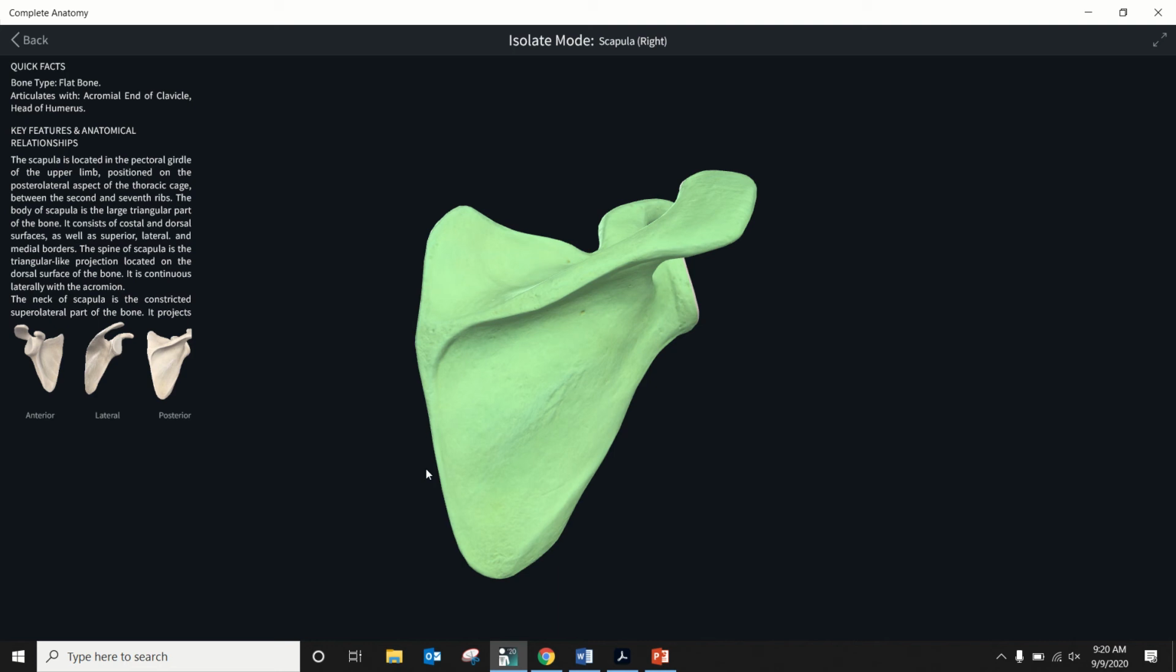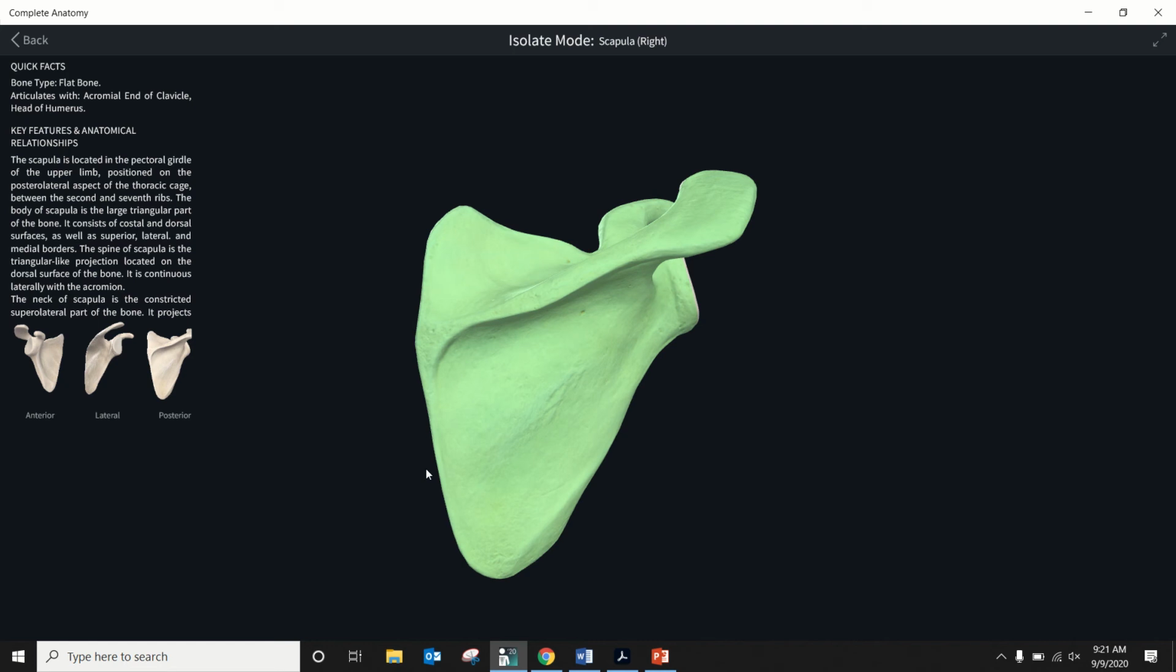It's also referred to as the vertebral border. I will say medial, but you'll also see vertebral. Because your spine, the bones that make up your spine, are called your vertebrae. So it's the vertebral border because it's closer to your vertebrae, closer to your spine.